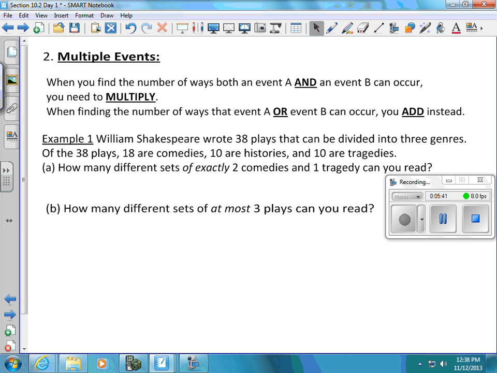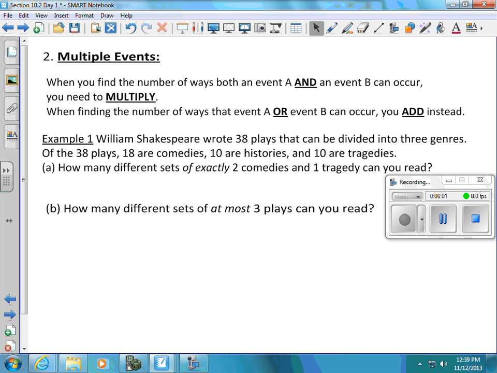Okay, when you find the number of ways that both an event A and event B can occur, you need to multiply. When finding the number of ways that event A or event B can occur, you add. So and is multiplied, or is add. That's the big thing to take out of those statements.